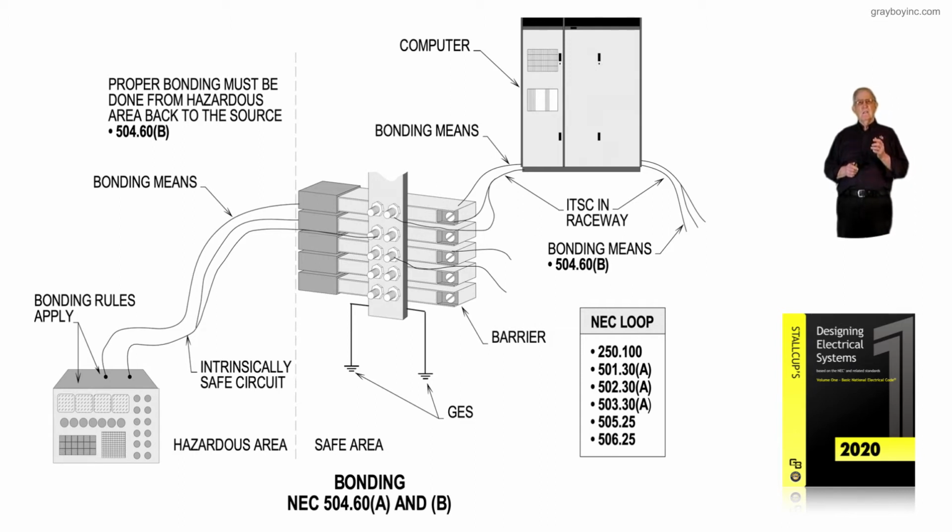Notice the system has to be bonded back to the barrier, from the barrier back to the computer system. And this bonding has to take place completely with everything that's involved, say metallic enclosures that house wiring and components that are related and used with an intrinsically safe circuit.